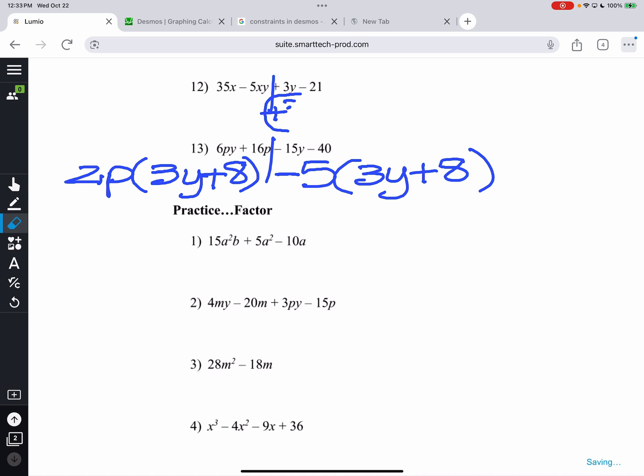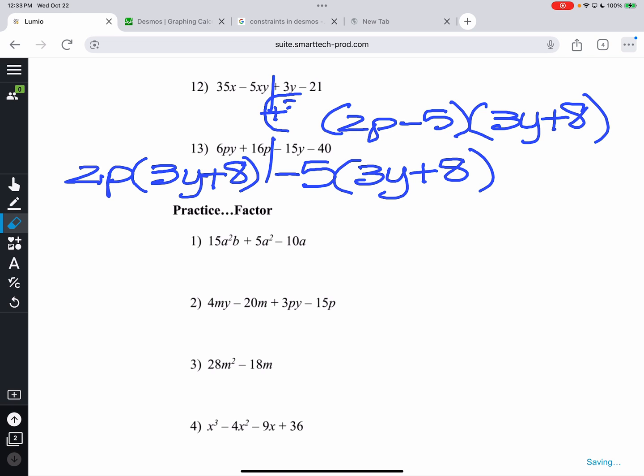So what's our final answer? 2p minus 5, and then the other parentheses, 3y plus 8. Yep. Excellent.